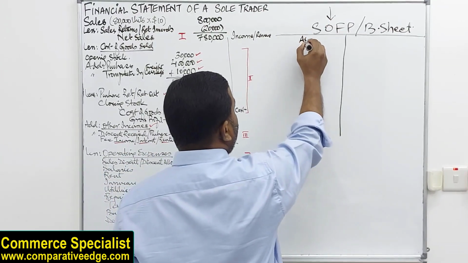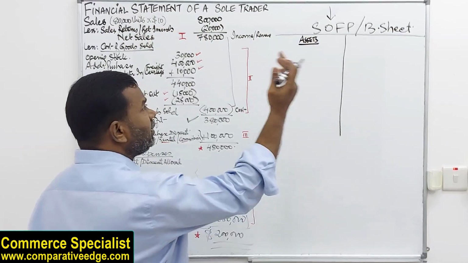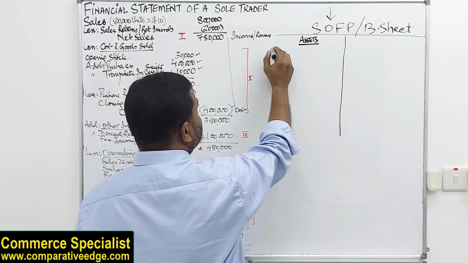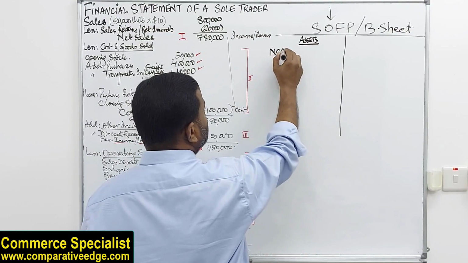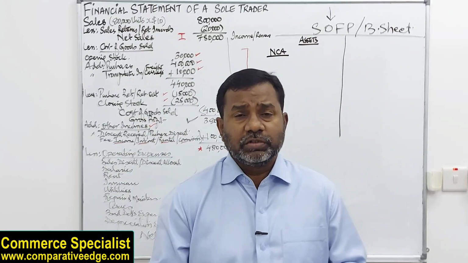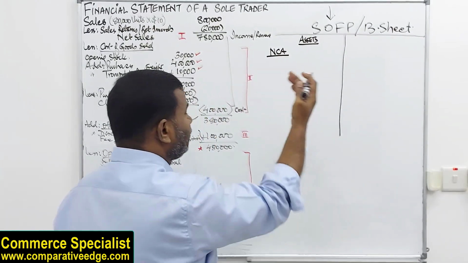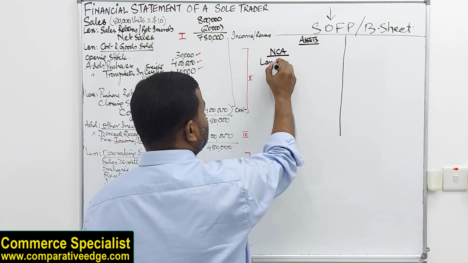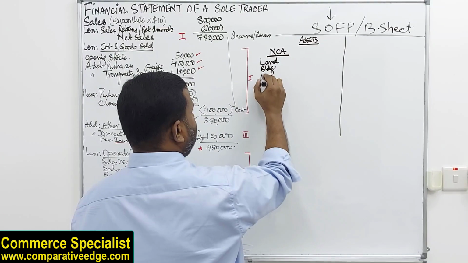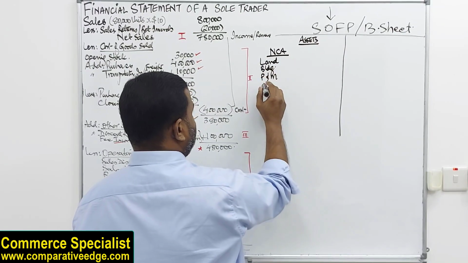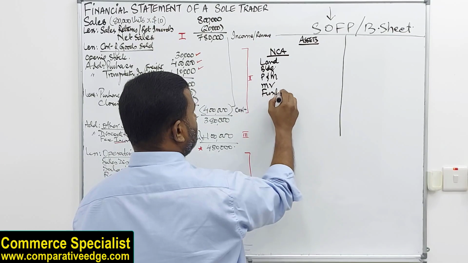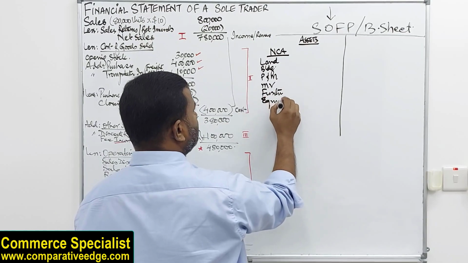On this side, you have all your assets. If you have seen my previous videos on basic accounting, there are two types of assets. One is known as non-current assets. Non-current assets are those assets which we can utilize in our business for more than 1 year. So examples of non-current assets are, let's say, land. We are talking about building, plant and machinery, motor vehicle, furniture, equipment.